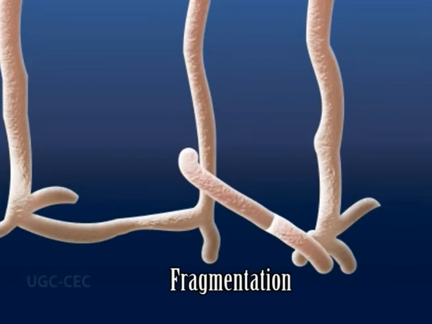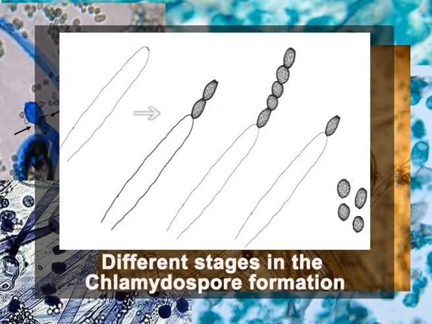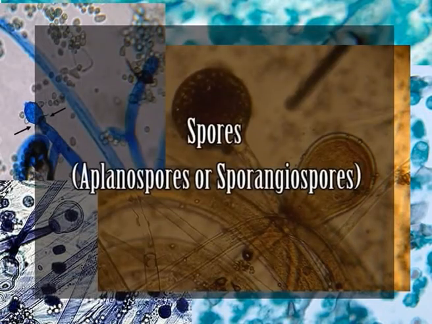Number 1. Fragmentation. Due to mechanical injury, the vegetative hyphae break up into smaller fragments and each fragment develops into a new mycelium. Number 2. Chlamydospores. These are formed under unfavorable conditions. In anaerobic conditions, tips of the hyphae become septate. Each segment secretes a thick wall and assumes a round shape. These are called chlamydospores. Number 3. Spores or sporangiospores. This is the most common method of asexual reproduction.